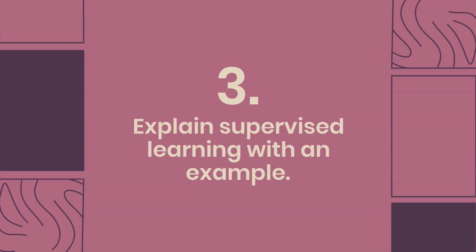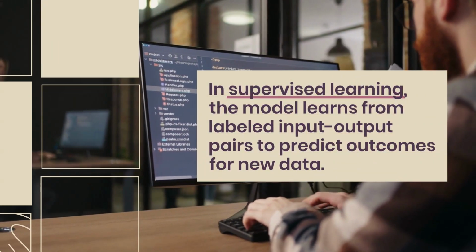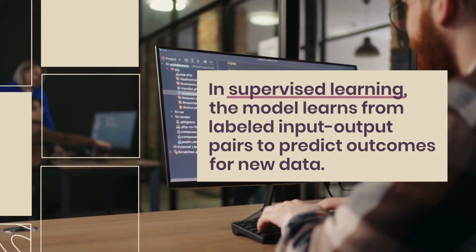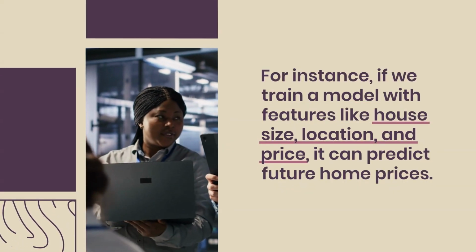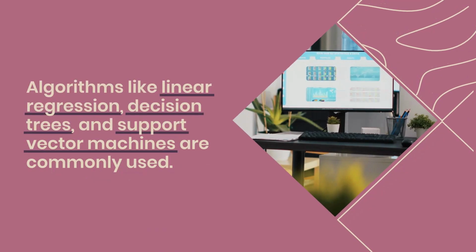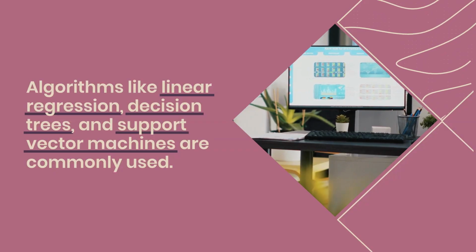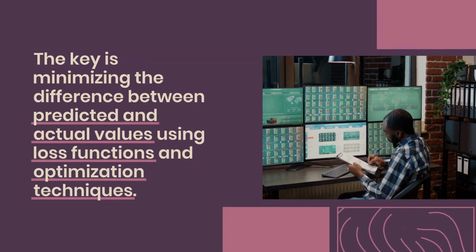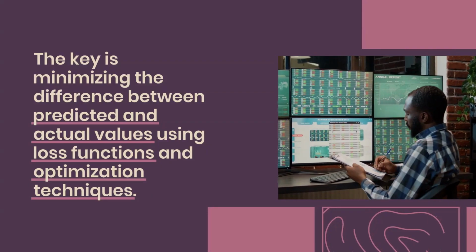3. Explain supervised learning with an example. In supervised learning, the model learns from labeled input-output pairs to predict outcomes for new data. For instance, if we train a model with features like house size, location, and price, it can predict future home prices. Algorithms like linear regression, decision trees, and support vector machines are commonly used. The key is minimizing the difference between predicted and actual values using loss functions and optimization techniques.